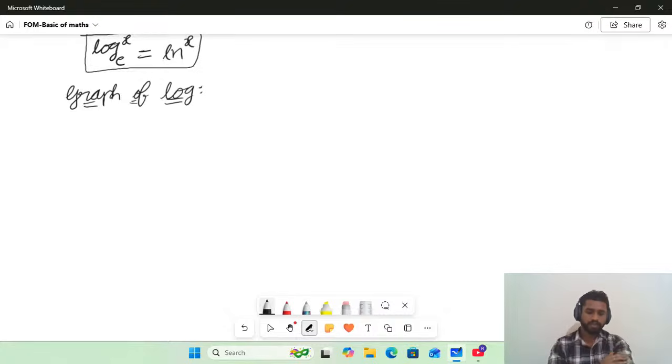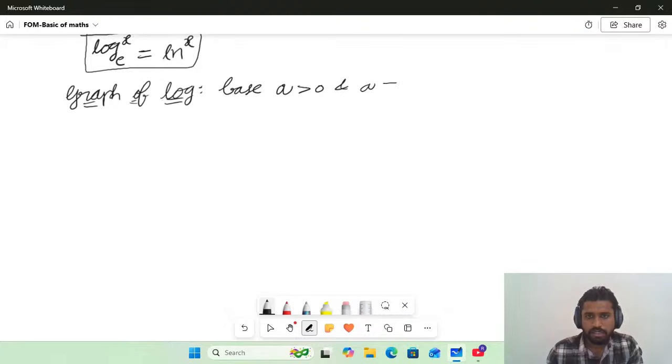So here we have two cases for base. What is the condition for base? The base of a logarithm should be greater than 0 as well as not equal to 1. Base should be greater than 0 and base should not be equal to 1. This is the condition for the base of a logarithm.